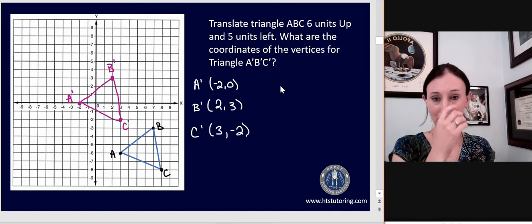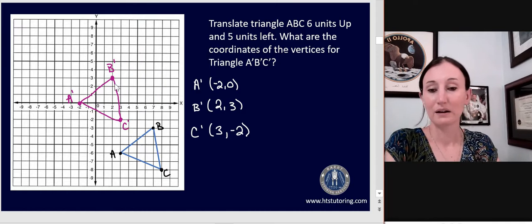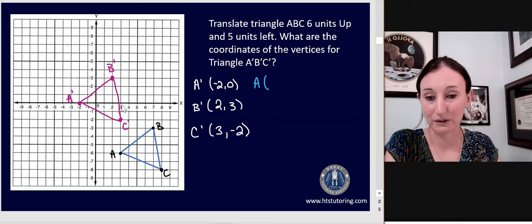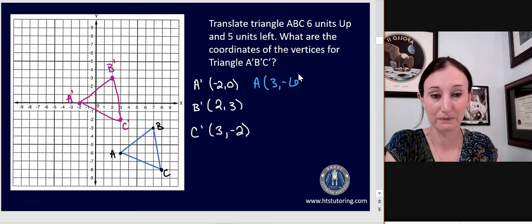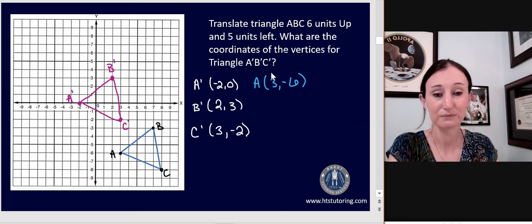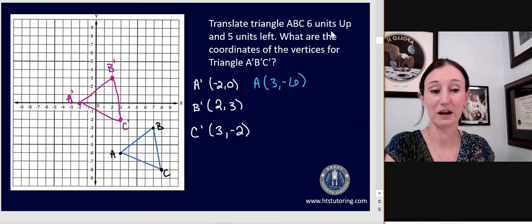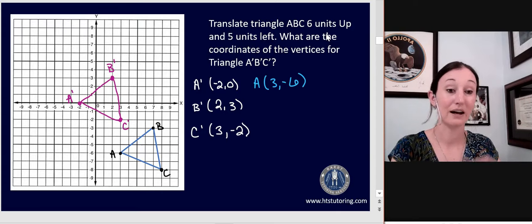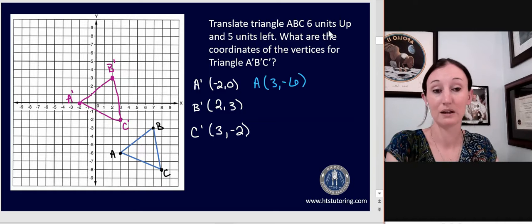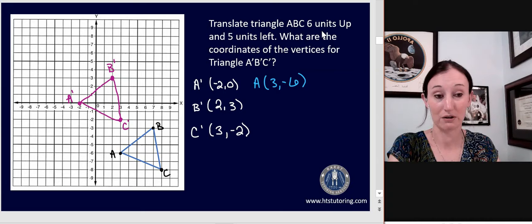Okay, so we're going to use that color. Let's say our original A point was at (3, -6). Now, when I moved 6 units up and 5 units left, the 6 units up, which direction did I go? Basically, was I going in the x direction or the y direction? Y being up and down, x being left or right. Well, 6 units up is in the y direction.